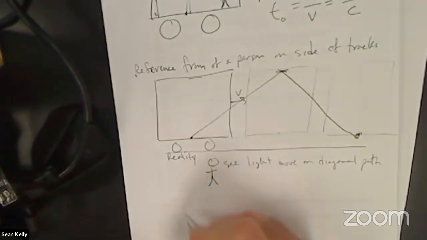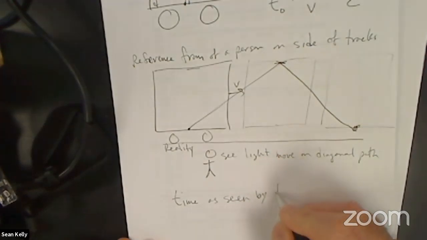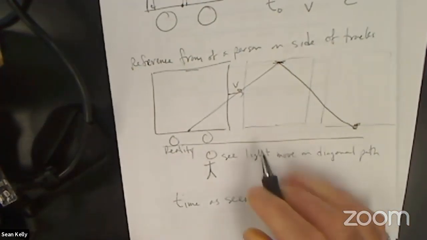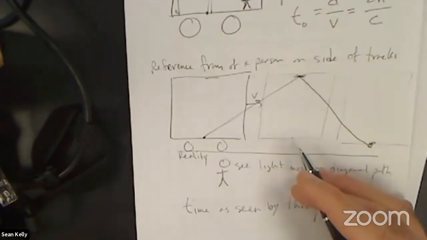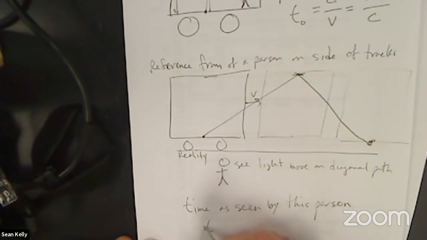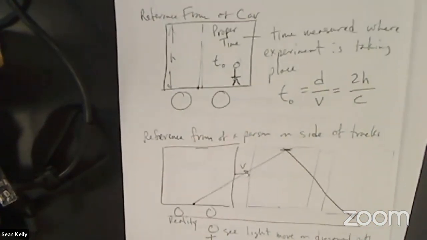If I were to measure the time as seen by this observer, by this person, is it the same amount of time as this person sees here? And the answer is no. It's t. And why is that? Well, because the speed of light is the same for all observers.